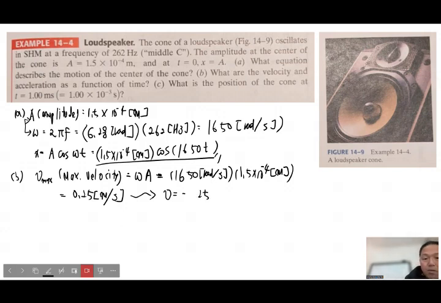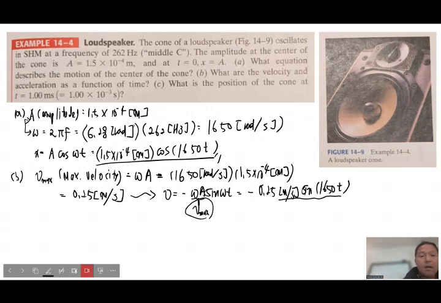Let me write down the formula of velocity of simple harmonic oscillator. So that is minus omega A sine omega t, right? If you plug the numbers, this omega A itself is the maximum velocity we derived, so that should be minus 0.25 meter per second times sine 1650 t. That is velocity in time.